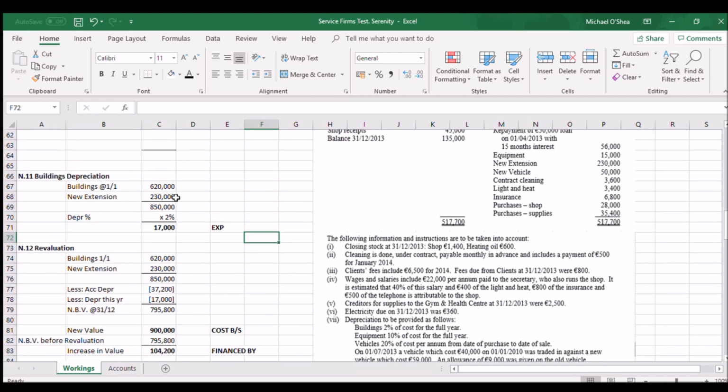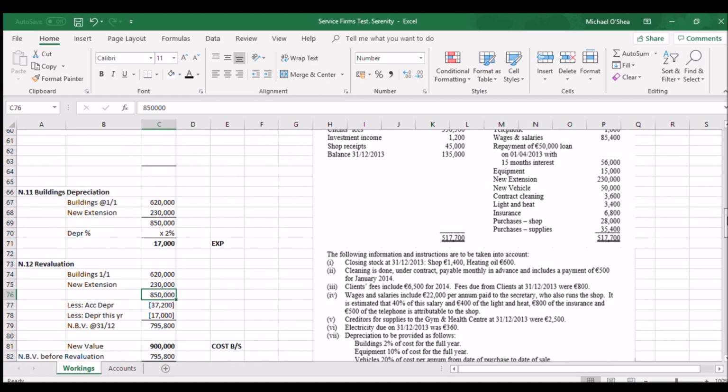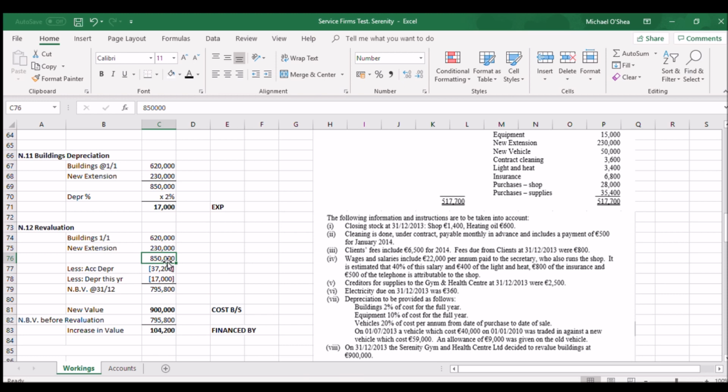We had our 620,000, we've done it up here anyway, and we added on the new extension. This is the same thing here. That means that our cost of buildings at the end of the year was 850,000. Now that's the cost. We've had accumulated depreciation for 3 years, which we dealt with at the start of the question up here. So that's 3 years accumulated depreciation. Obviously that's going to bring down the value of the buildings from 850,000 down to something else. And we've also had depreciation for the year. So not only have we had 3 years accumulated depreciation before 2013, we also have depreciation for 2013. And we've already calculated that as well to be 17,000.